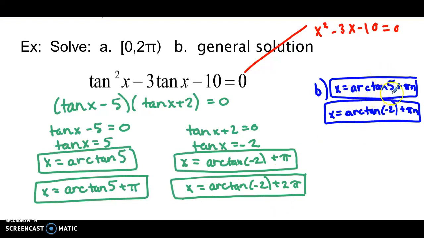Last but not least, our general solutions. I'm going to take arctangent of 5 and add pi n, just like we did here. We could keep going on and on and on. And then same thing with the arctangent of -2. I could add pi onward and get my general solutions.